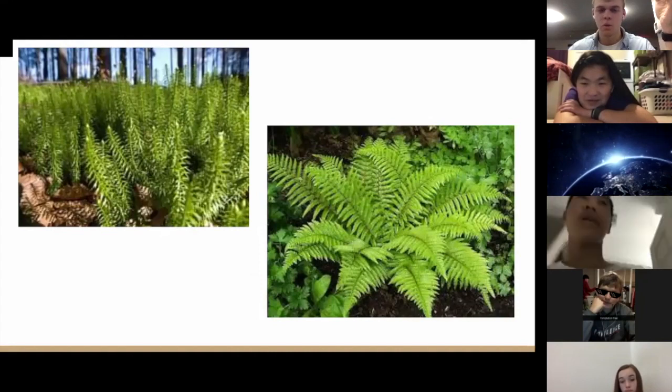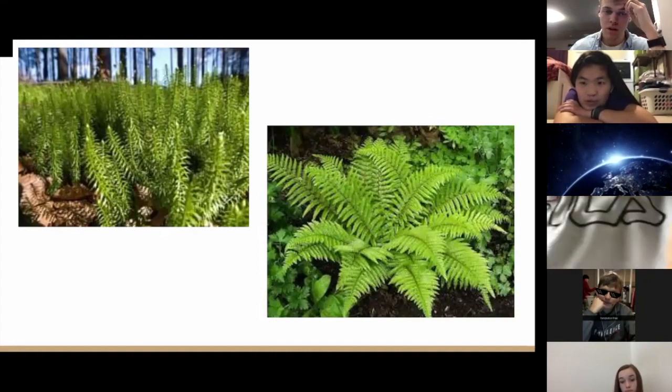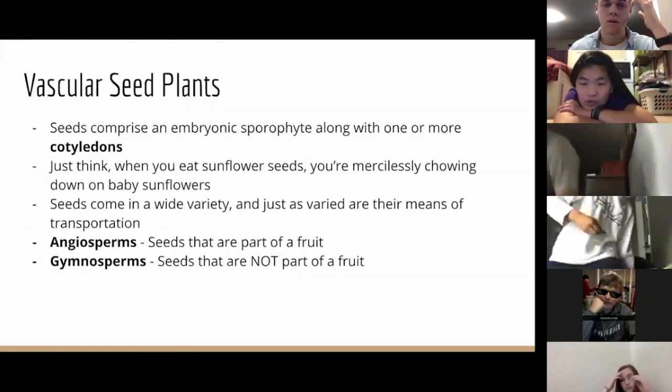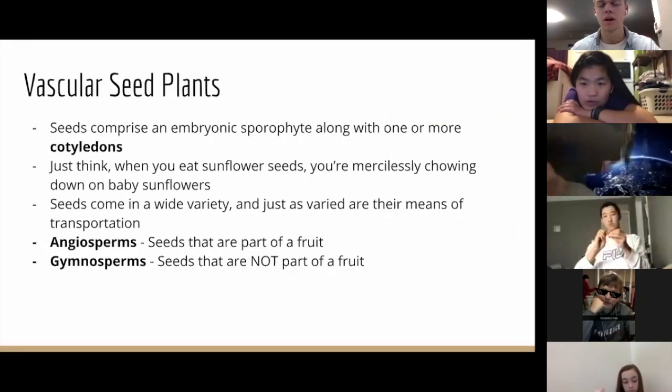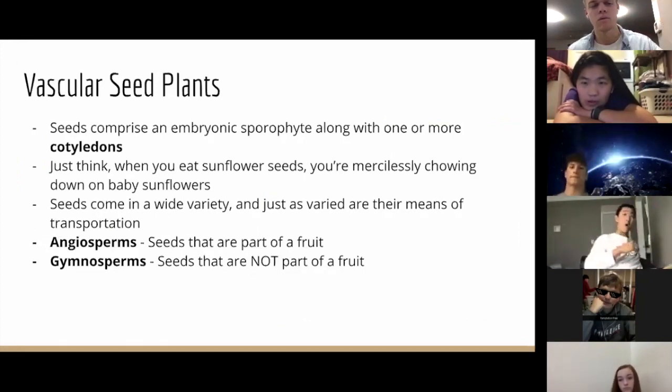Those are pictures. The one on the bottom right is a fern, and the one on the top left is going to be your club moss. So we just talked about seedless plants. Now we'll talk about vascular seed plants. Your seeds.